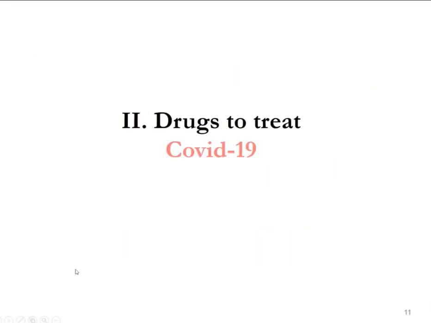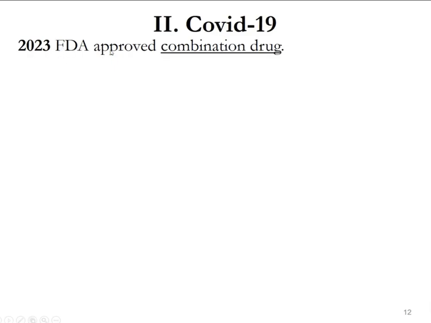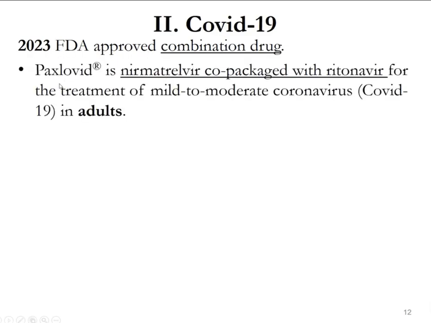The drugs to treat COVID-19. Same thing, because it is a pandemic, you can get these questions on the board exam also, along with upper and lower respiratory symptoms. So learn at least one or two drugs for COVID-19. The 2023 FDA approved combination drug is very important to learn. It's called Paxlovid. It is a brand name, but study the pharmacological names: nirmatrelvir co-packaged with ritonavir. You need to learn why you are co-packaging it with another drug. There should be a reason, right?